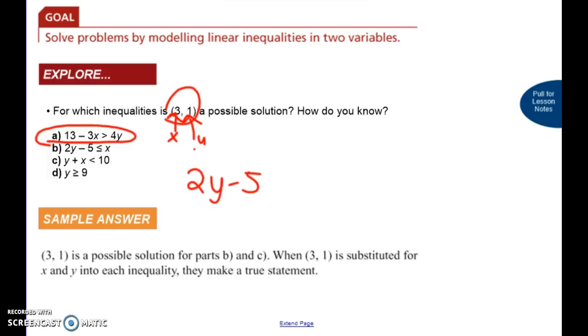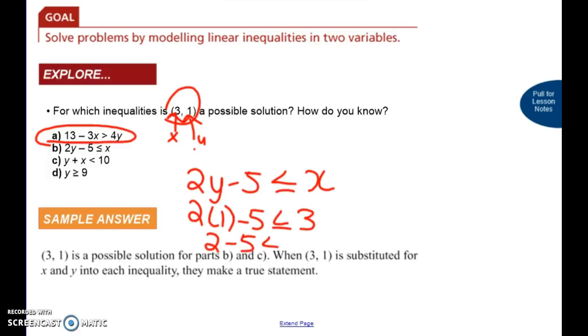2y minus 5 less than or equal to x. We're going to replace our y with our 1, and we're going to replace our x with our 3 again. So 2 times 1 is 2, minus 5, is less than or equal to 3. 2 minus 5 is minus 3, is less than or equal to 3. Is minus 3 less than or equal to 3? Yes, it is. So we would say that this point is a solution to this inequality. Okay, you can keep going and try the other points.